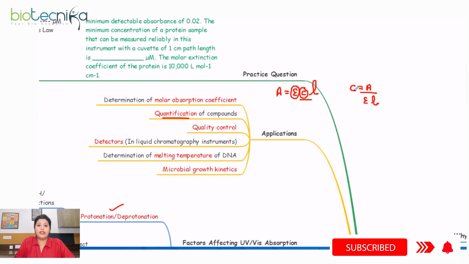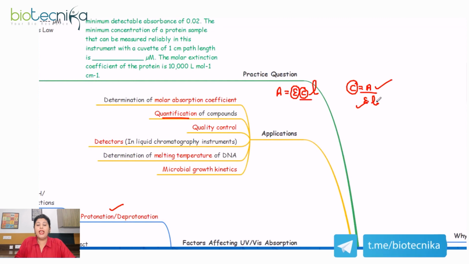So you can calculate the concentration if you know the absorbance, the molar extinction coefficient, and the path length. Similarly, you can determine the molar extinction coefficient also, right? Then quality control. So the purity of the DNA you can check.